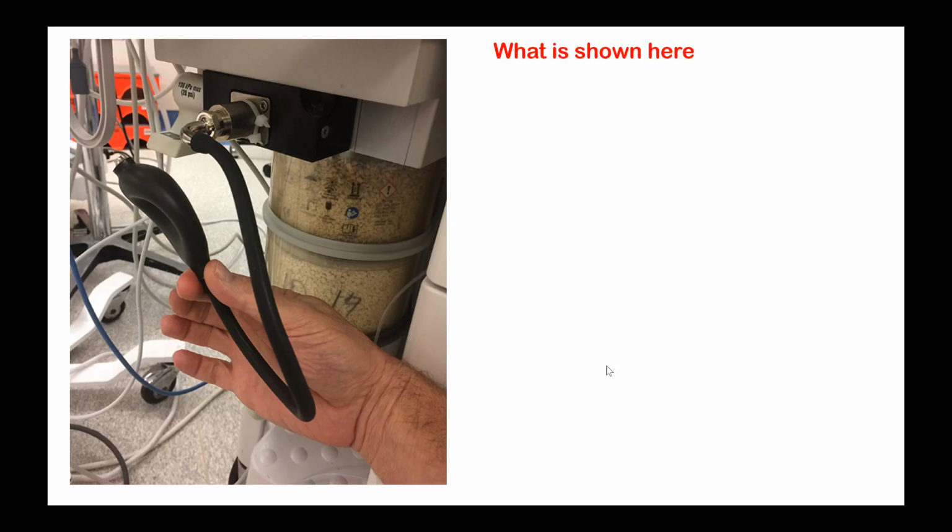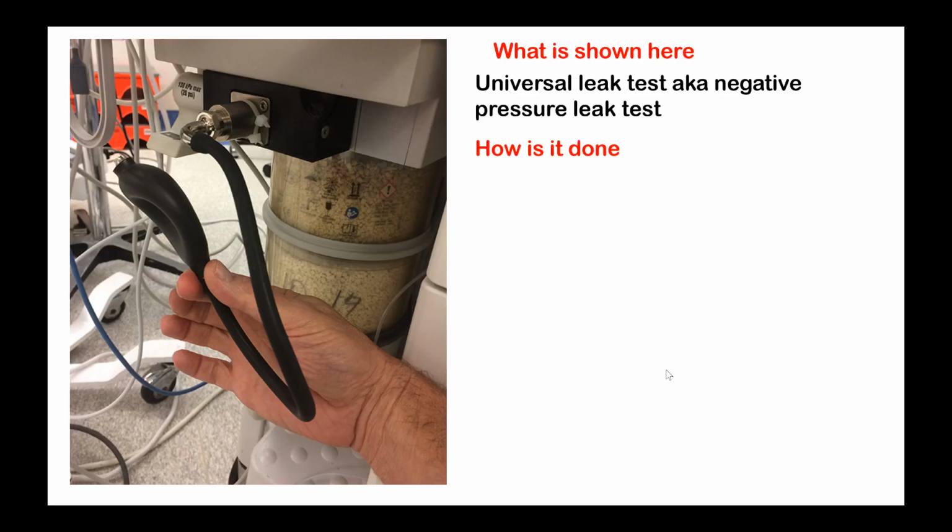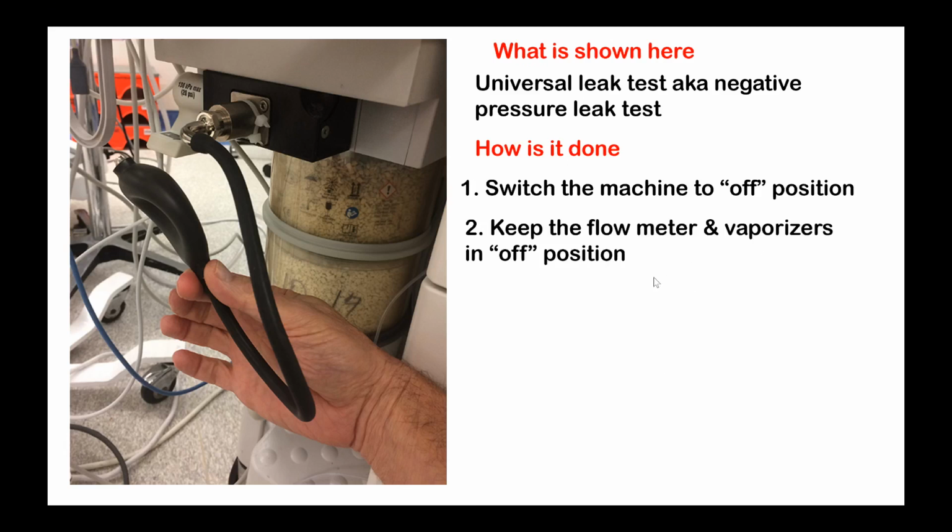What is shown here? This is the common gas outlet. There's a tube. Okay, sir. It's a negative pressure test. Internal universal leak test, also known as internal pressure leak test. How is it done? Sir, the suction bulb has to be squeezed and the ventilator has to be off. First, you start by switching off all the power as well as the ventilator. Flow meter, everything should be kept in off position. So switch off the machine, keep the flow meter and vaporizers in off position.